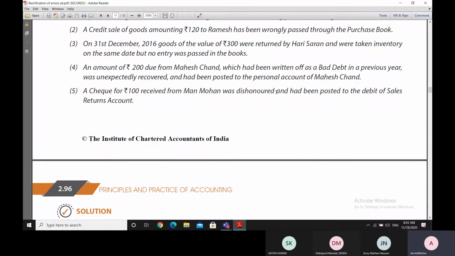Now let us understand this entry. Now let us say that we make a sale to Manmohan. When we make a sale to Manmohan, he gives us a check of 100 rupees. So what we do is that we credit the sales account and we debit the bank account, first of all, for receipt of check, because it is not a credit sale, but it's a cash sale. We have received the check from Mr. Manmohan.